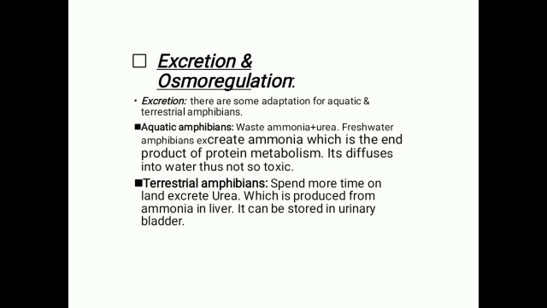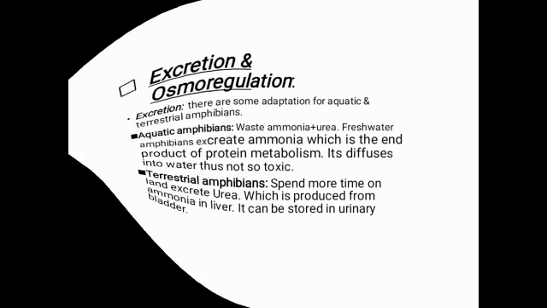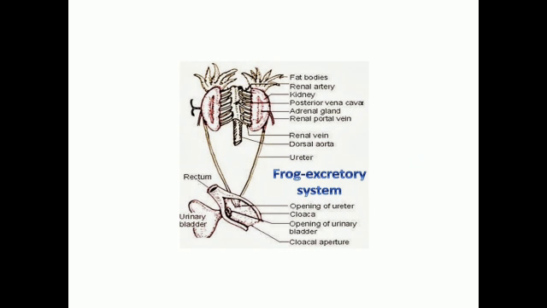Excretion and osmoregulation. There are some adaptations for excretion. Aquatic amphibians excrete ammonia and urea. Freshwater amphibians excrete ammonia, which is the end product of protein metabolism. It diffuses into the water, thus not so toxic. Terrestrial amphibians spend more time on land and excrete urea, which is produced from ammonia in the liver. It can be stored in the urinary bladder. This is the excretory system of a frog.